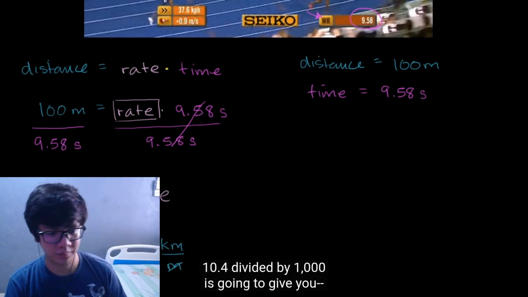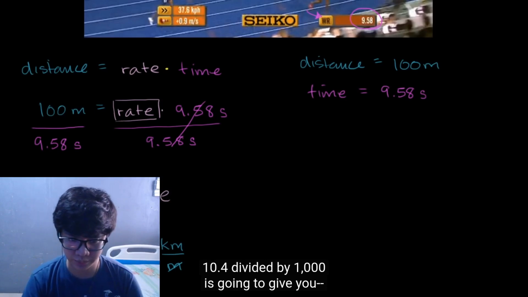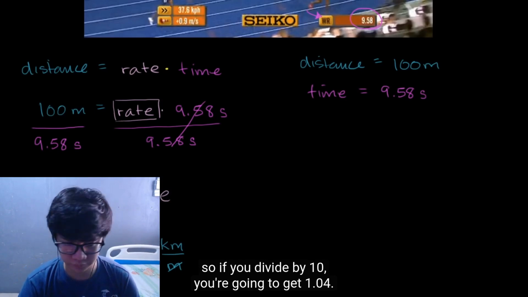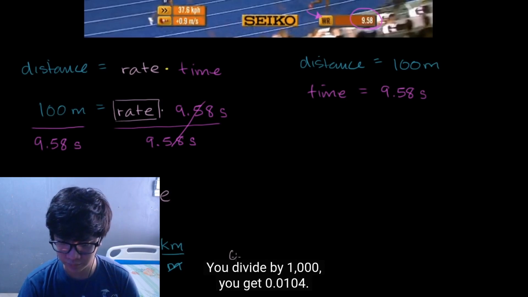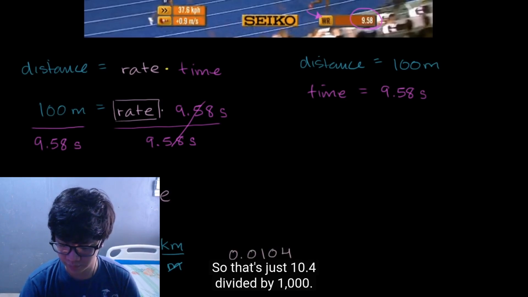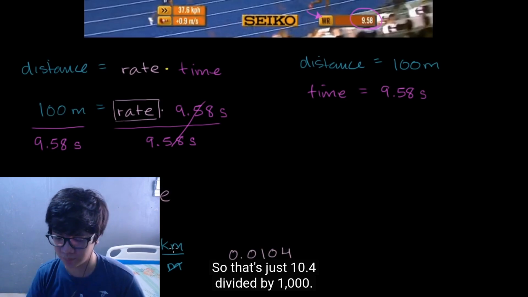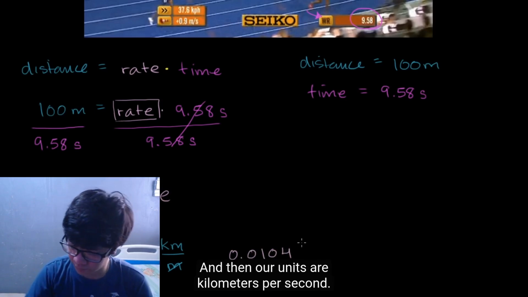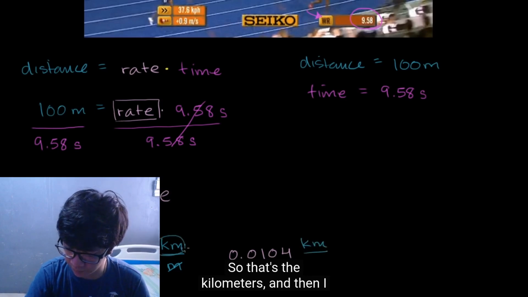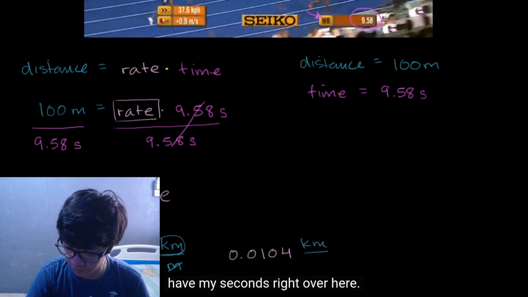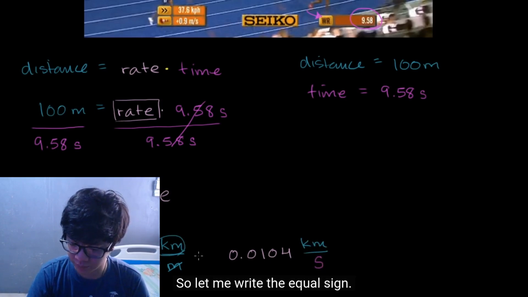10.4 divided by 1,000 is going to give you, so if you divide by 10, you're going to get 1.04. You divide by 100, you get 0.104. You divide by 1,000, you get 0.0104. So that's just 10.4 divided by 1,000. And then our units are kilometers per second. So that's the kilometers, and then I have my seconds right over here. Now, so let me write the equal sign.